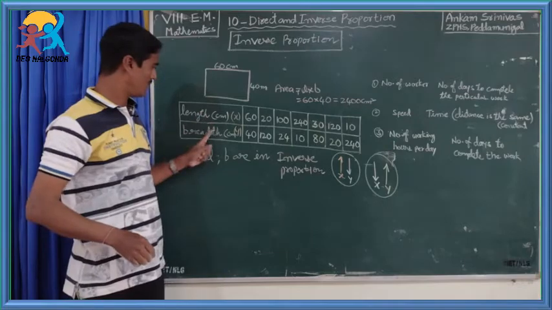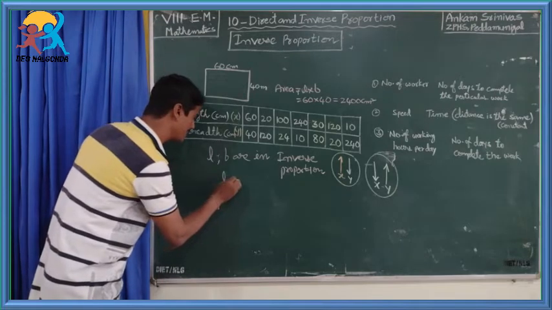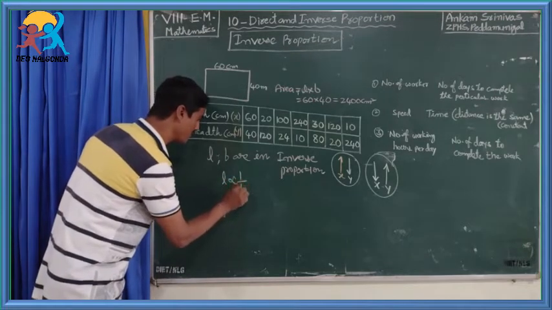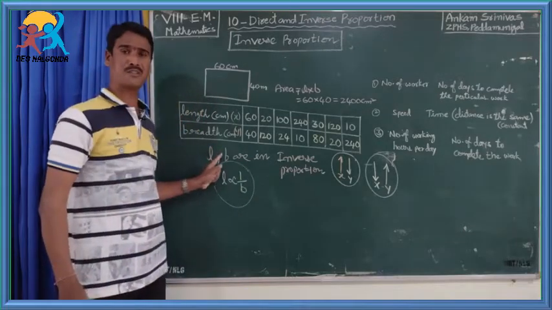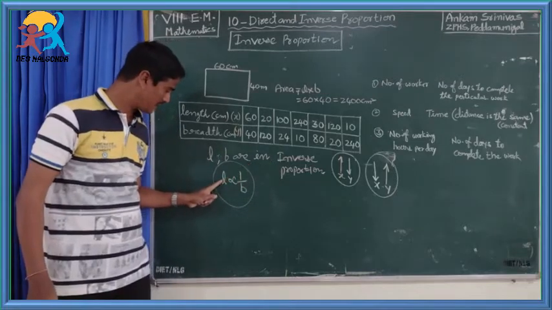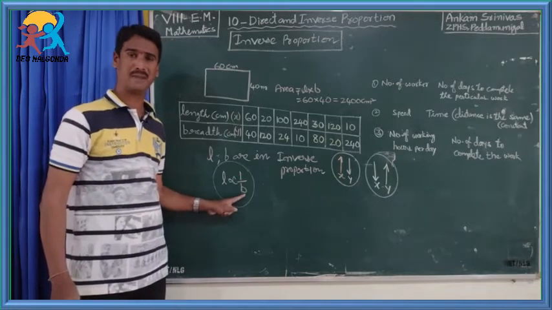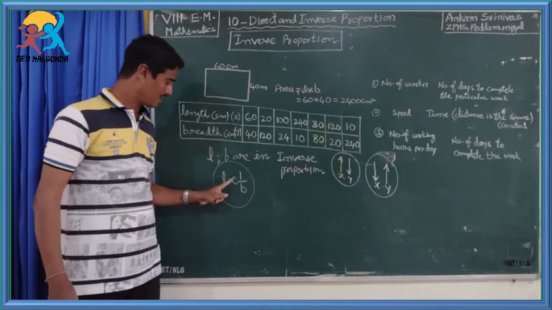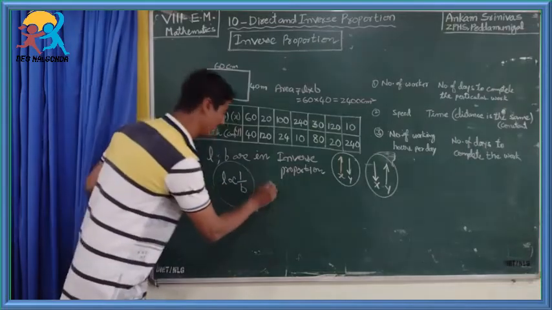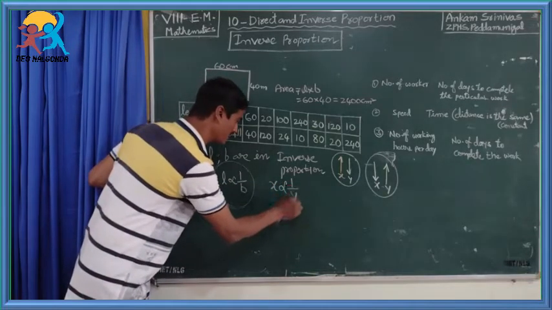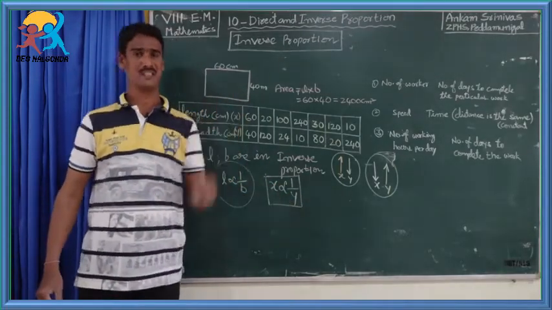In this case, these two are inversely proportional. It is denoted by L is inversely proportional to B. Symbolically, we have to write L is inversely proportional to 1 by B. If I write L is inversely proportional to 1 by B, it is known as these two are inversely proportional. Suppose X, Y are in inverse proportion.